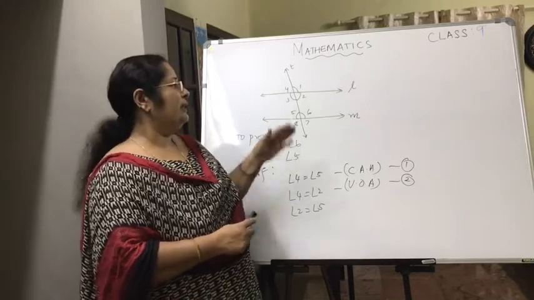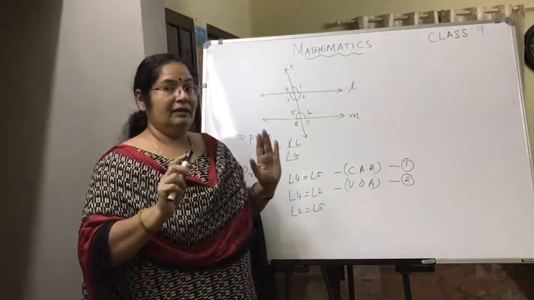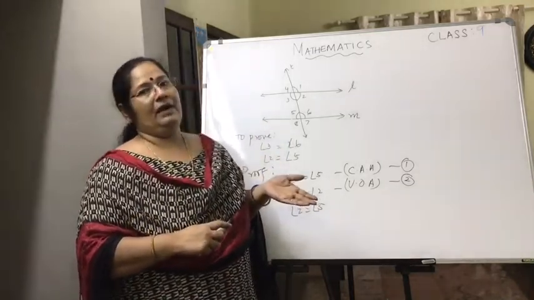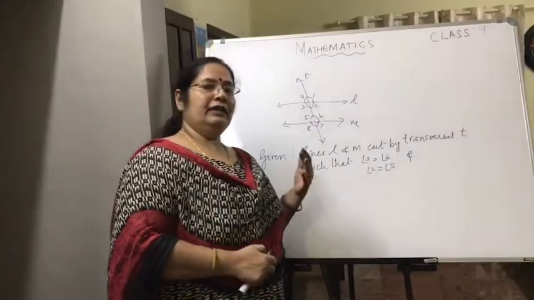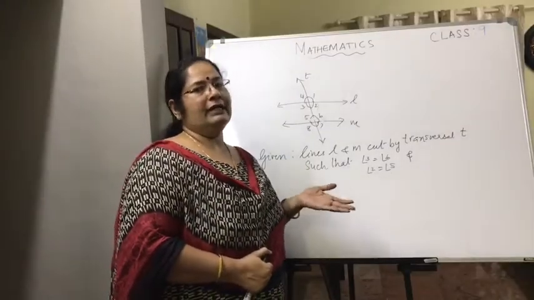How can you show that? That means the lines are not parallel. You are going to prove that the lines are parallel. You are going to prove the converse of the alternate interior angles theorem.